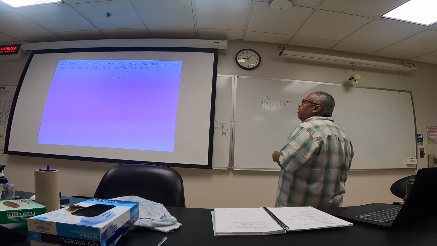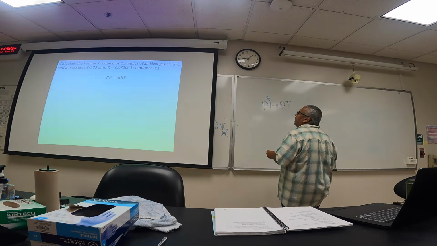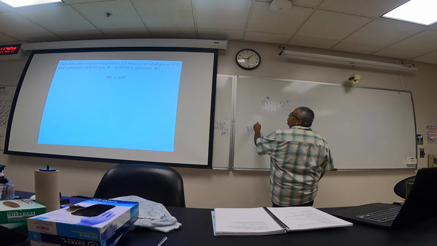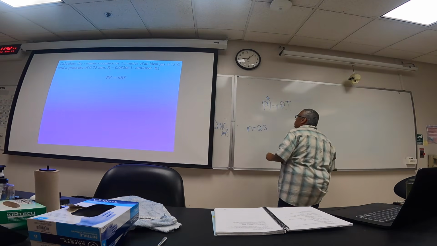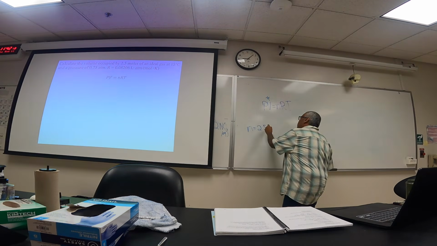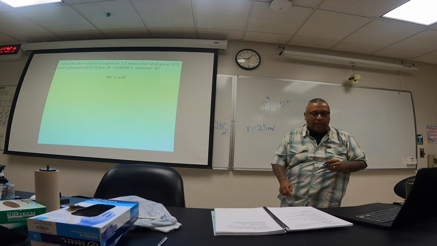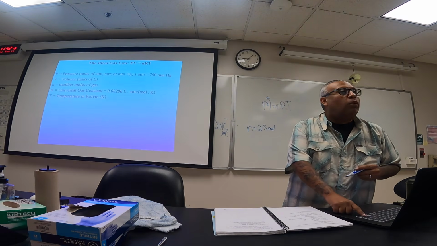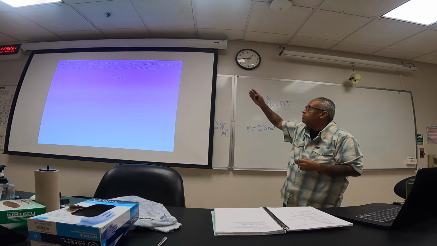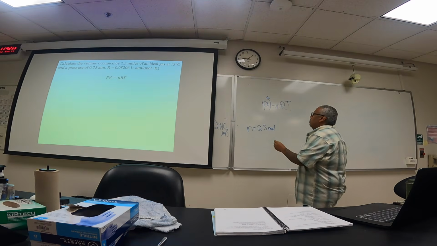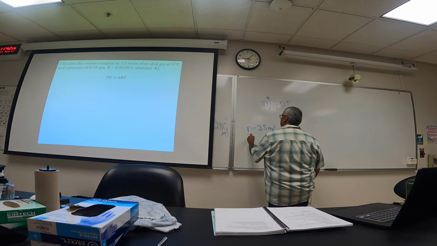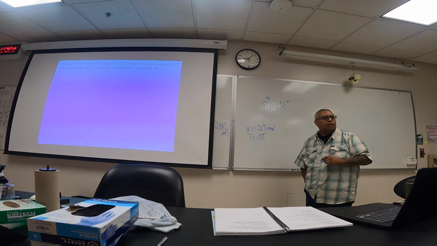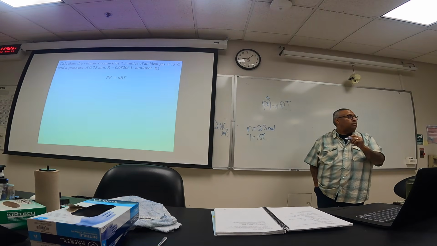Calculate the volume occupied by 2.5 moles of an ideal gas. N is equal to the number of moles. So that's 2.5 moles. That's what n equals. If we go back up here, we see that n equals the number of moles of gas, and the problem gives us the number of moles of gas. It says the temperature is equal to 15 degrees Celsius, but we need this in Kelvin.